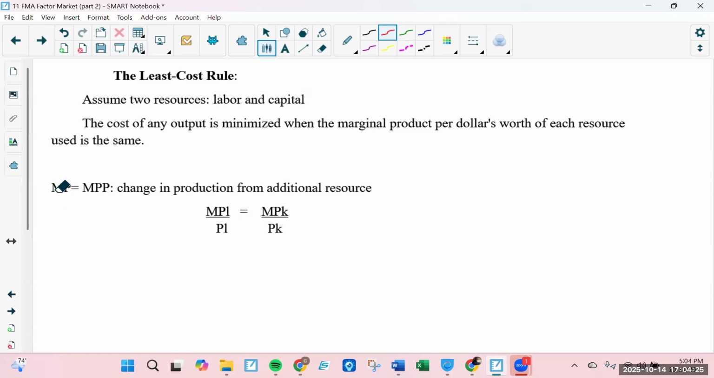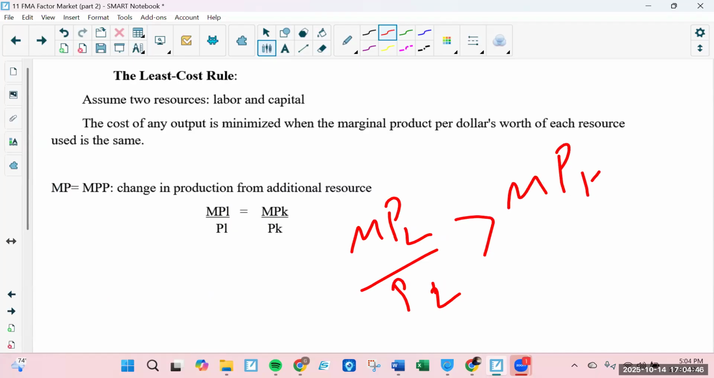We're going to look at the marginal product per dollar. So we're looking at the marginal product per dollar of labor, and we're going to compare it to the marginal product per dollar of capital. And then you follow the exact same rule here. If you've got the marginal product of labor over the dollar price of labor, and that's usually wage, is greater than the marginal product of capital, and we use K for capital because C is cost, divided by the price of capital. And it's okay if you use C there.